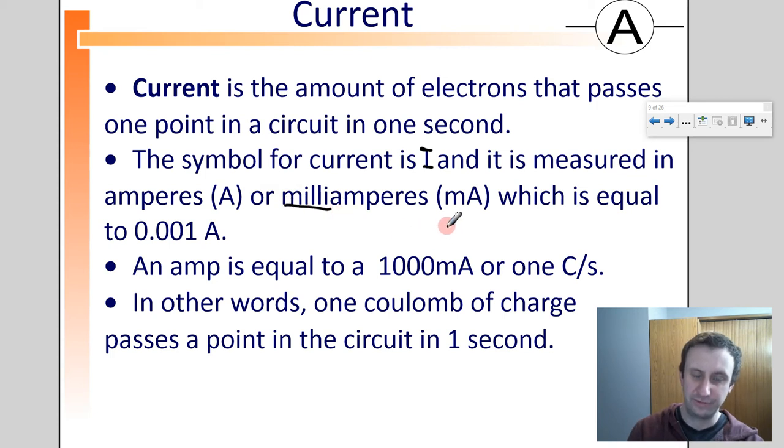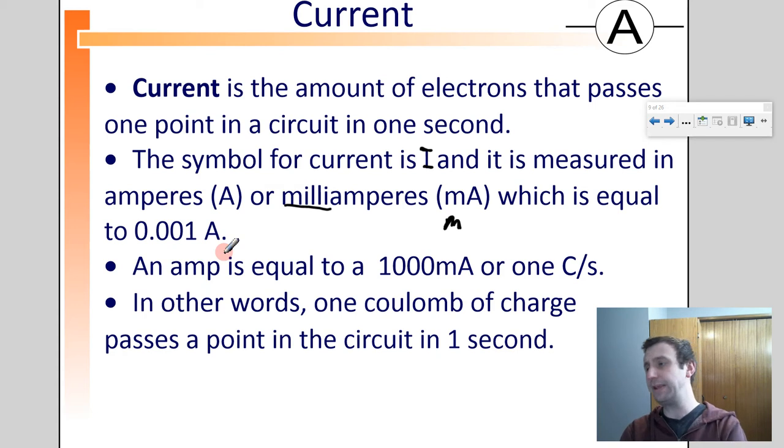Milli is just a small m, the prefix that we use in front of the unit. What milli means is it's 1,000th of an amp. So when you think about a millimeter, that's 1,000th of a meter, and a milliamp is 1,000th of an amp, which is equal to 0.001 amps. So you'll see milliamp type measurements on different electronic components.